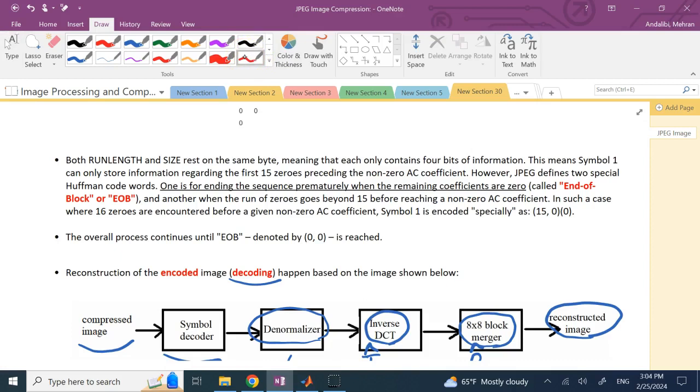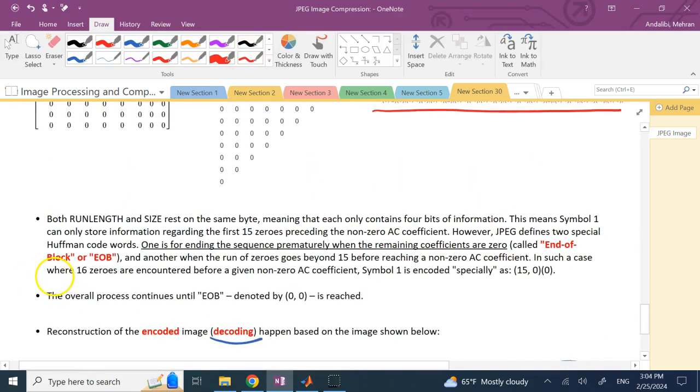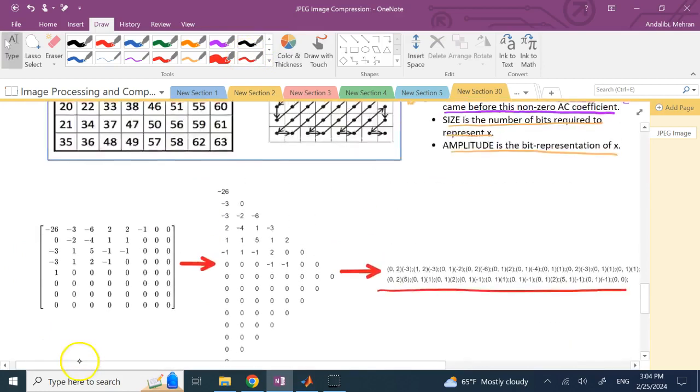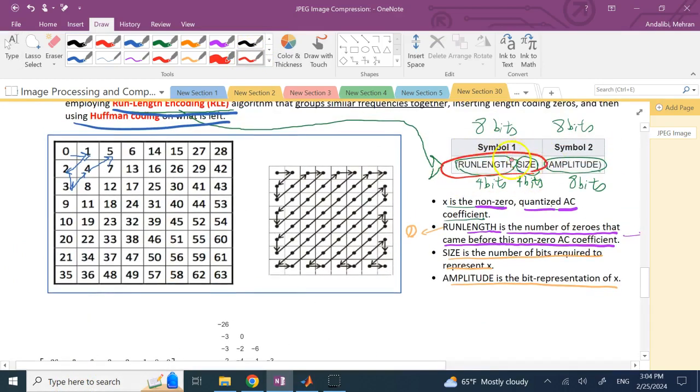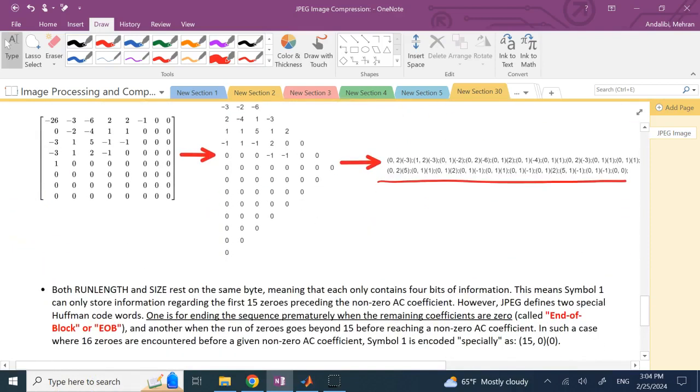One of them is when you use this run length and size method, remember you store them in the same byte. Each one of them gets 4 bits, okay? What does it mean? Since each one of them gets only 4 bits, with 4 bits you can only store numbers from 0 to 15, right? Because the maximum number you have is 1, 1, 1, 1 in binary, which is 15. The smallest one is 0, 0, 0, 0 in base 2, which is 0. So it can go at most up to 15.